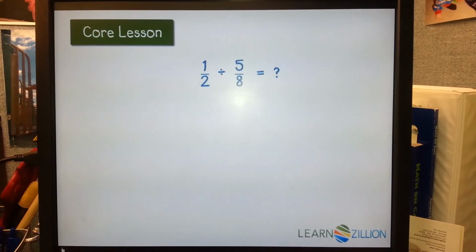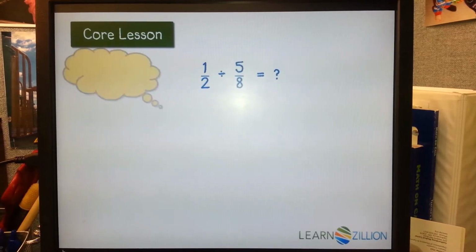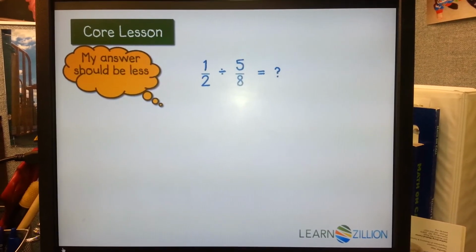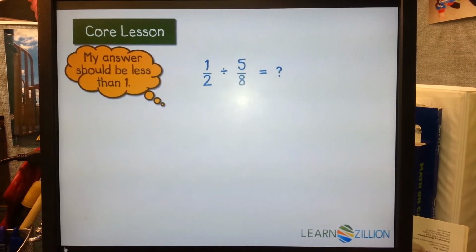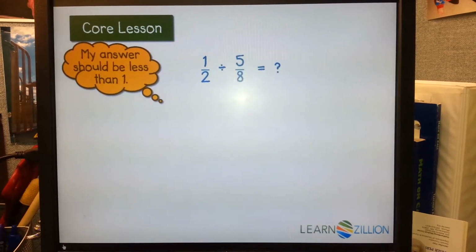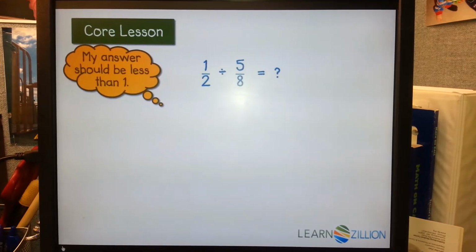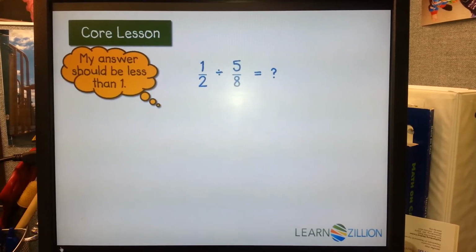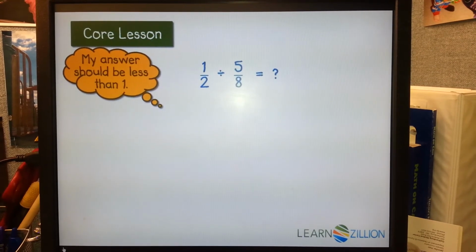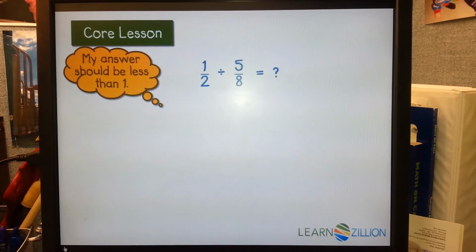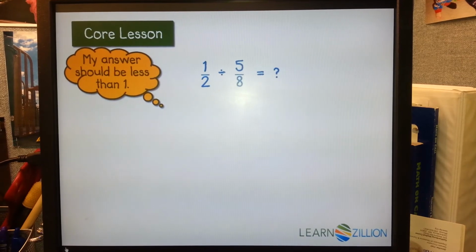Let's try a problem. 1/2 divided by 5/8. First, I need to determine what would be a reasonable answer. I can see that my dividend, 1/2, is less than my divisor. 5/8 is a little more than half. So I am going to guess that my answer should be less than 1. My quotient will actually be a fraction.